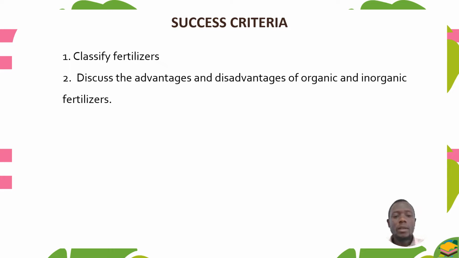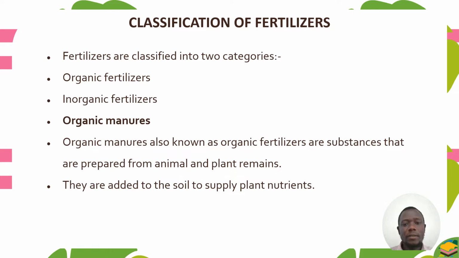So first of all, the student must classify fertilizers. Second success criteria is that the student should be able to discuss the advantages and disadvantages of organic and inorganic fertilizers. So let's look at classification of fertilizers. Normally, fertilizers are classified into two categories. The first one is organic fertilizers. Then we've got inorganic fertilizers. So we're going to look at each and every classification in detail.